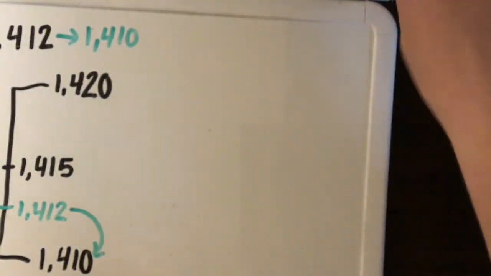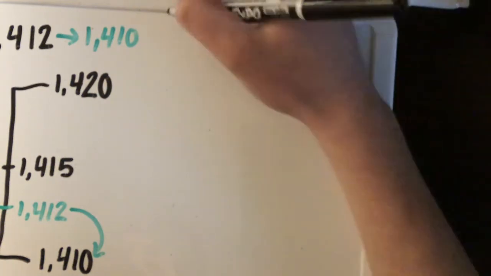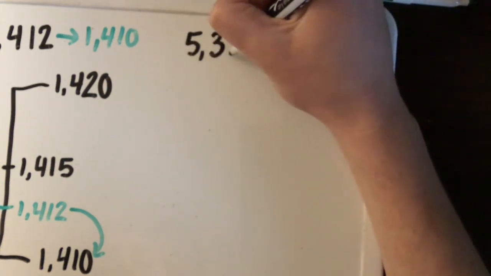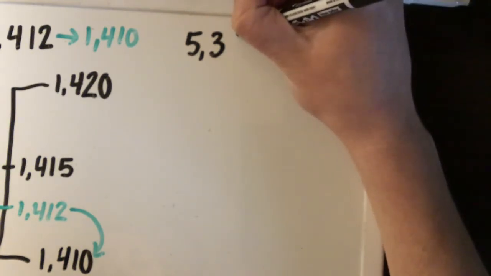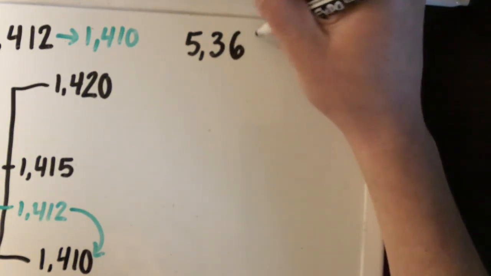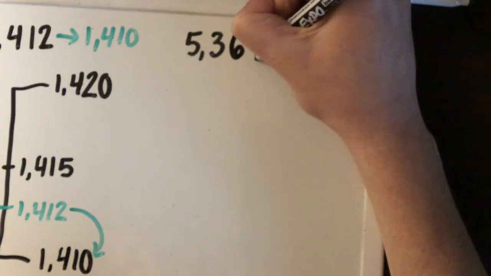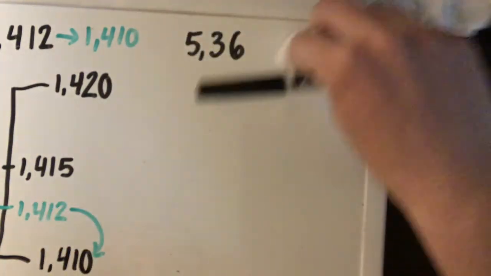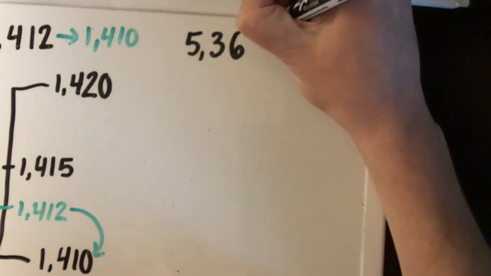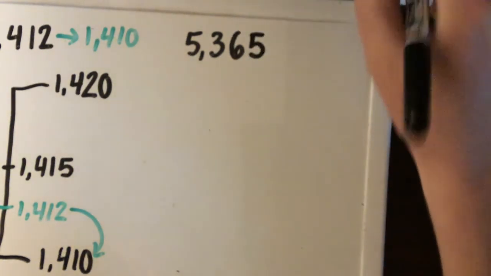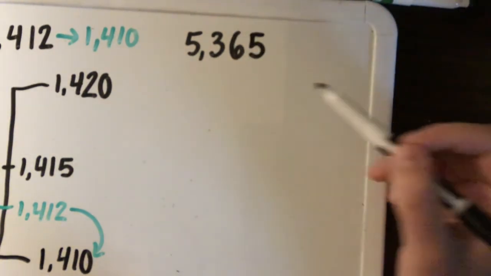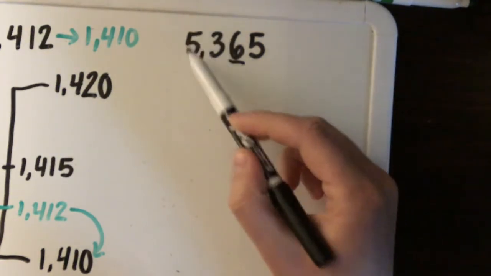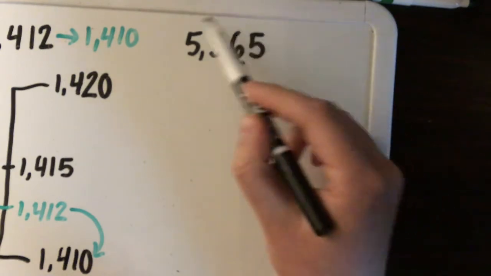Okay, I'm going to do one more tricky one. Let's see, I'm going to do 5,369. Actually, I'm going to make it tricky. 65. Okay. Now, once again, I'm only thinking about that tens place there. So I'm ignoring those two numbers before it, even though they kind of make the whole number.